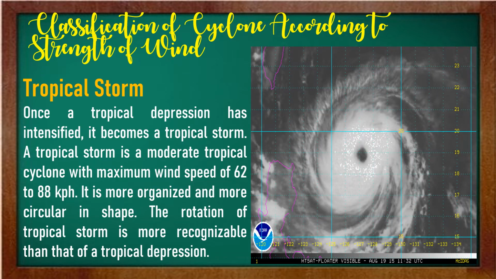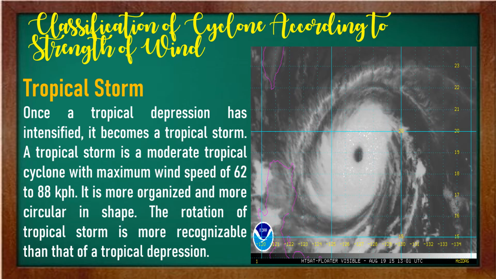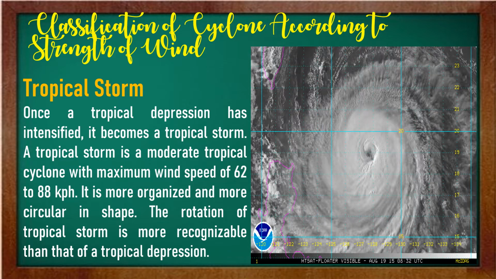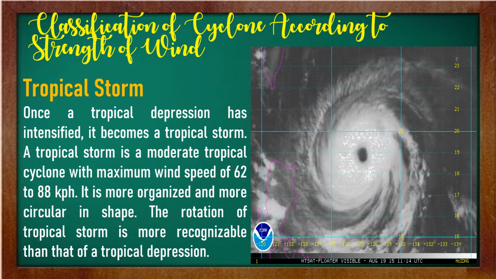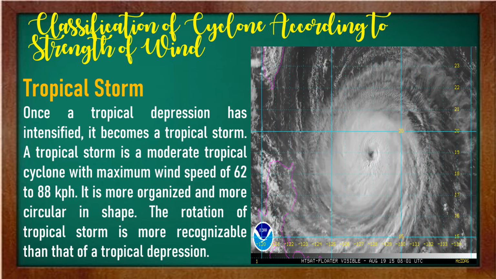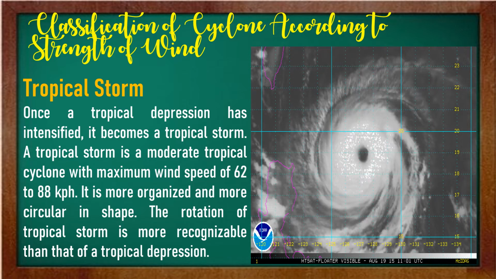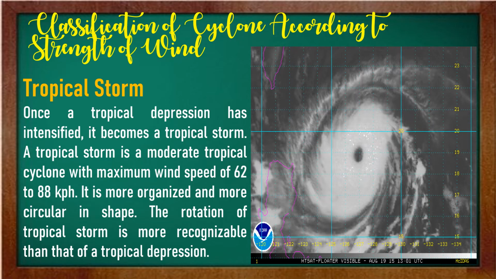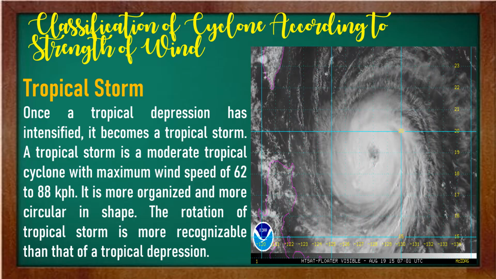We also have the tropical storm. Once a tropical depression has intensified, it becomes a tropical storm. A tropical storm is a moderate tropical cyclone with a maximum wind speed of 62 to 88 kilometers per hour. It is more organized and more circular in shape. The rotation of a tropical storm is more recognizable than that of a tropical depression.